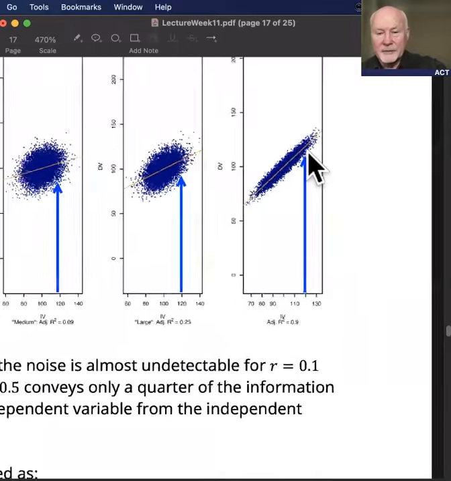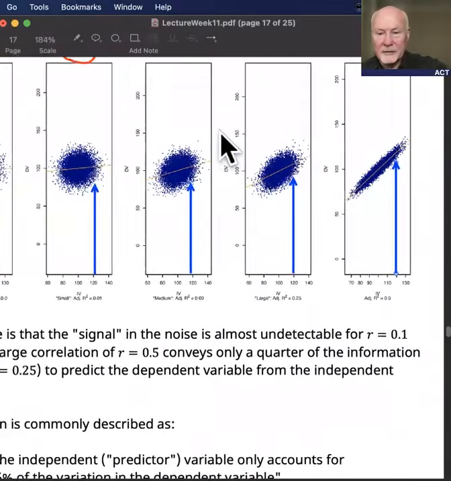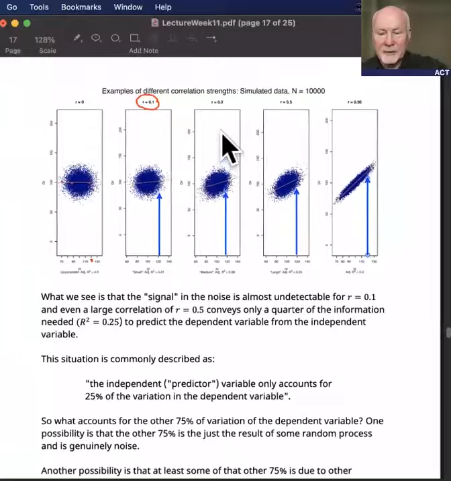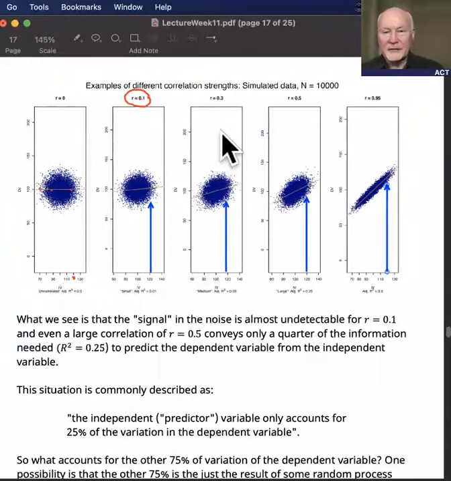And it's important to bear this in mind, that when you read about correlations or you do some analysis and you get a correlation, not to overestimate the amount of information that it's giving you.